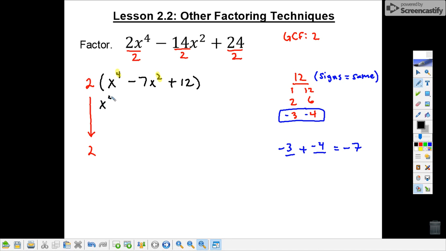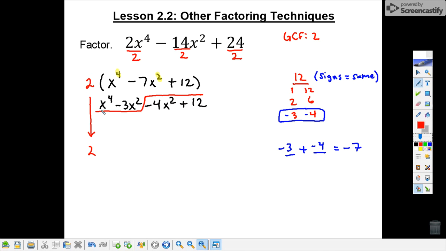So we have x to the 4th minus 3x, now it's to the 2nd, because it was 7x squared, and then minus 4x to the 2nd. These are both coming from these numbers right here, and then plus 12. And then at this point, you split it up.